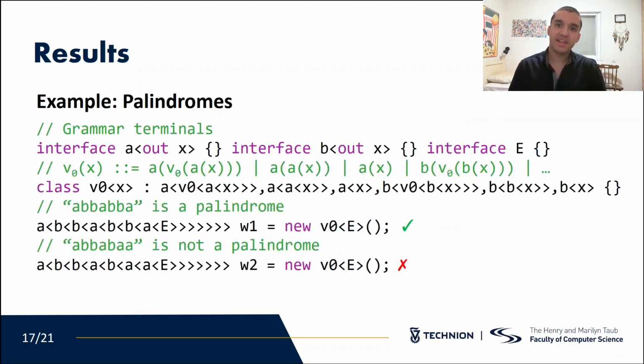For example, the language of palindromes is a context-free language that has a grammar in Greibach normal form. We can encode this grammar in a subtyping machine. Following the subtyping machine, there are two variable assignments. The first assignment succeeds because the variable type encodes a palindrome, but the second assignment does not compile because the variable type is not a palindrome. Like before, you can find the other direction of the proof in the paper.